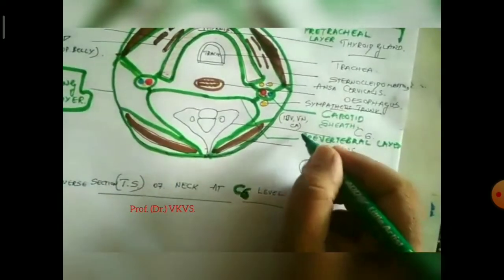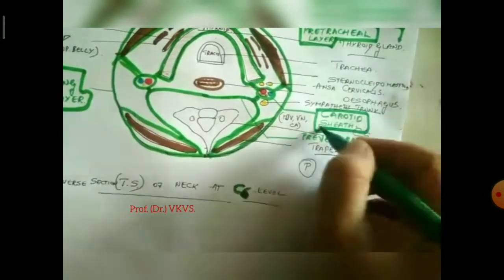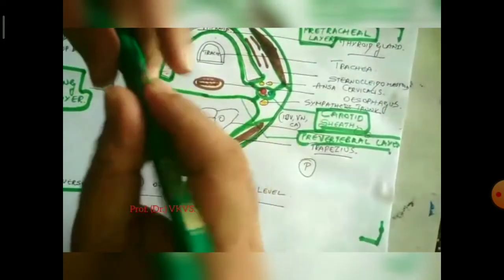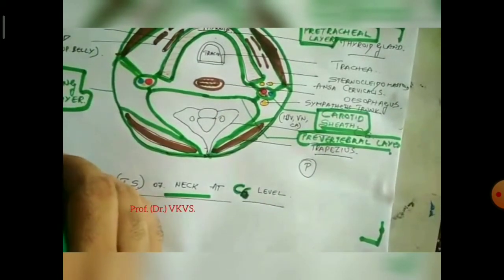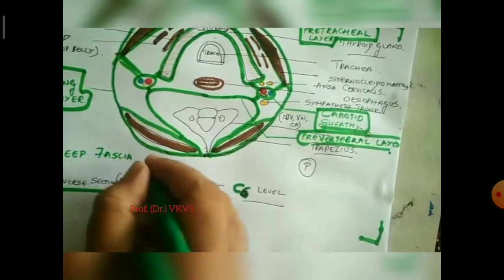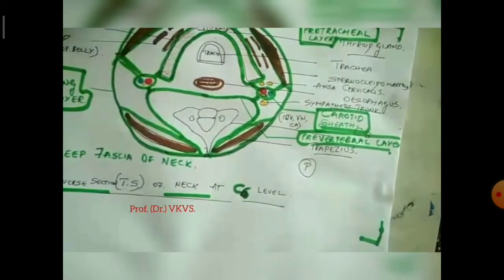So finally, we have the pretracheal layer, the carotid sheath, the prevertebral layer and the investing layer. So this is present at the level of the C6 vertebra, the subdivisions of the deep fascia of the neck.